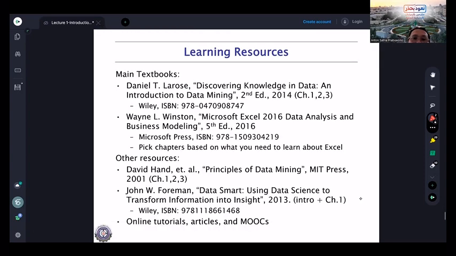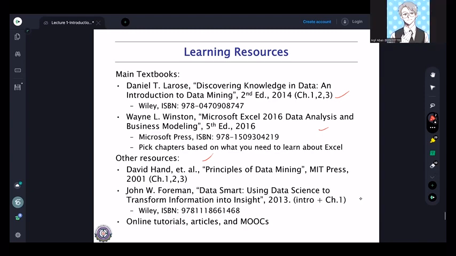Right, these are the learning resources I already mentioned in the module specification, from Daniel Larose, Wayne Winston, and these are the other resources. I hope you can find these resources, the main textbooks from the UTB e-library. Do you have access to the UTB e-library? Yes, sir. So in the library we can find many learning resources, in terms of textbooks or papers from journals, conferences, and so on.